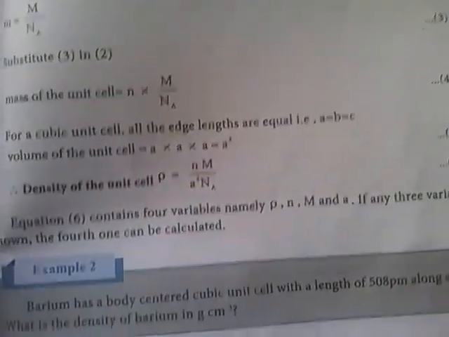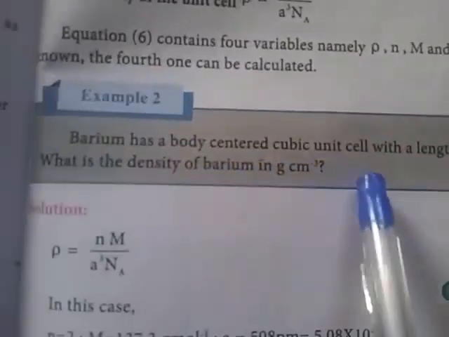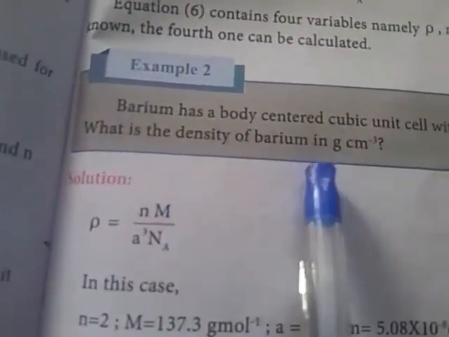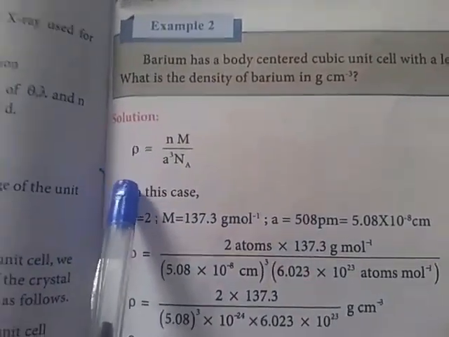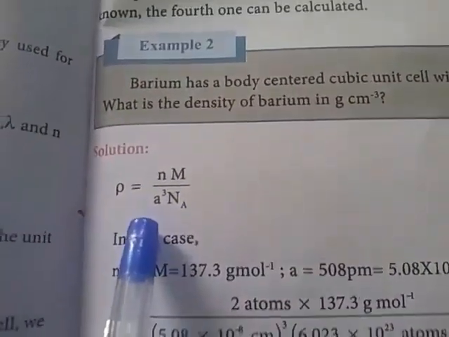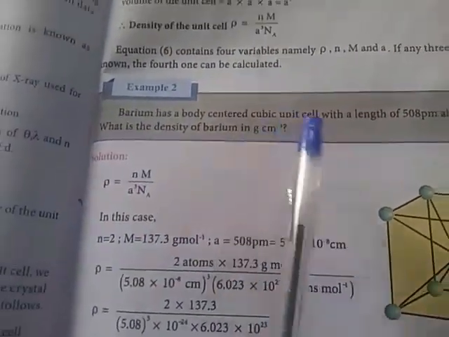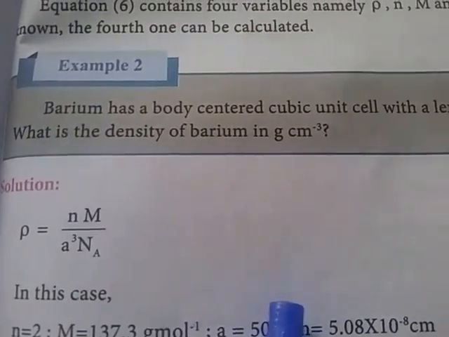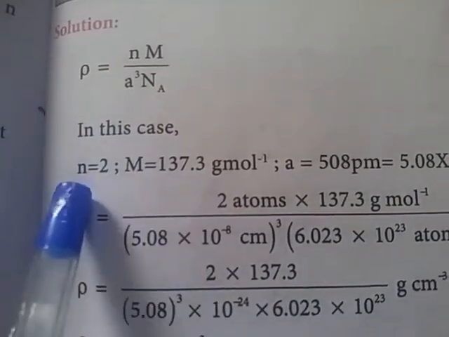Now let us see an example. Barium has a body-centered cubic unit cell with a length of 508 picometer along an edge. What is the density of barium in gram centimeter power minus 3? We know that density rho equals n into M by a cube into Na. Since it is a body-centered cubic unit cell, the number of atoms belonging to it is 2. We have already studied Nc by 8 plus Nb by 1, so 8 by 8 plus 1 by 1 equals 2. So the n value is 2.